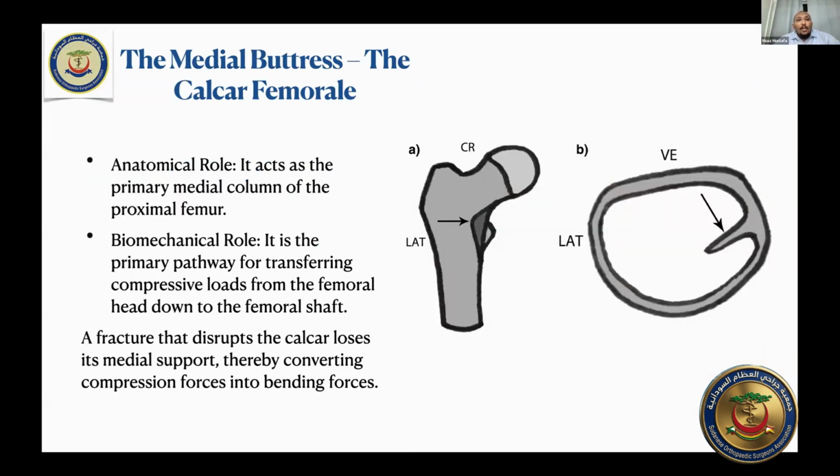About the anatomical role of the medial calcar, it acts as the primary medial column of the proximal femur. Its biomechanical role is to be the primary pathway for transferring the compressive load of the femoral head to the femoral shaft. So a fracture of the calcar disrupts this mechanism and loses the medial support, converting the compression force to a bending force.